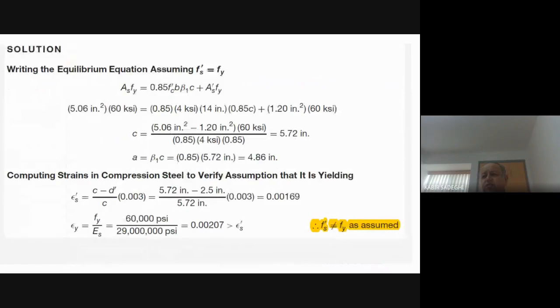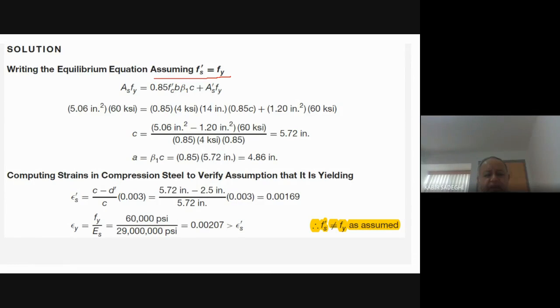As usual, when we write the equilibrium, we assume first f's' equals fy, meaning the stress at compression steel is yield stress. The compression steel is yielded. Every assumption should be verified, otherwise it doesn't make sense, it's not correct.